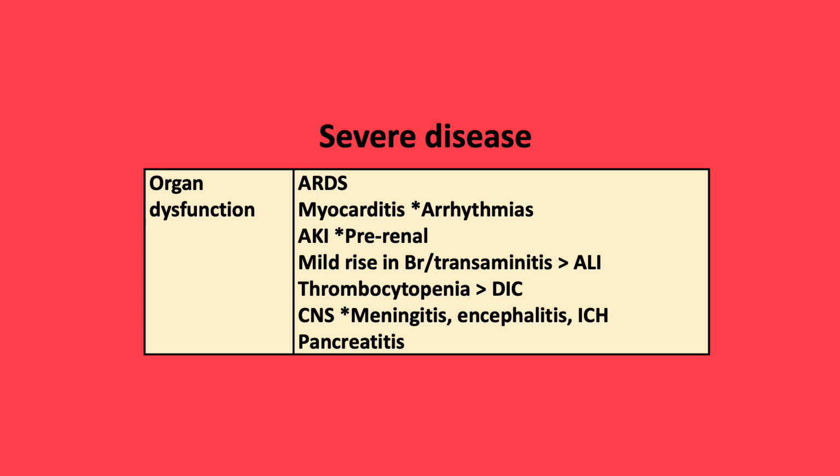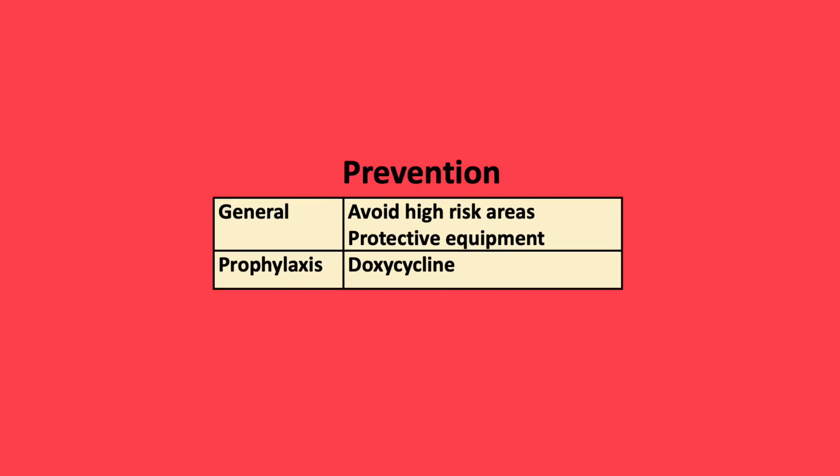You can also have a mild increase in bilirubin or transaminitis leading to an acute liver injury. It can affect the hematological system leading to thrombocytopenia or even DIC. And as mentioned, CNS infections include meningitis, encephalitis, but also intracranial hemorrhage, likely due to a reduction in platelet count. And finally, pancreatitis.